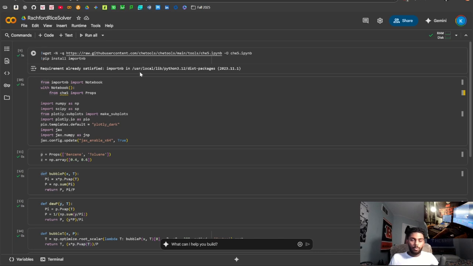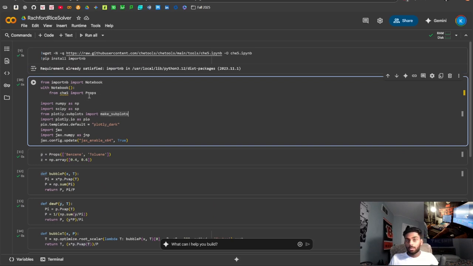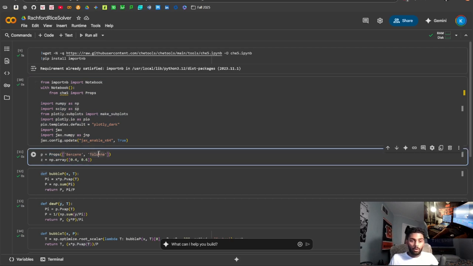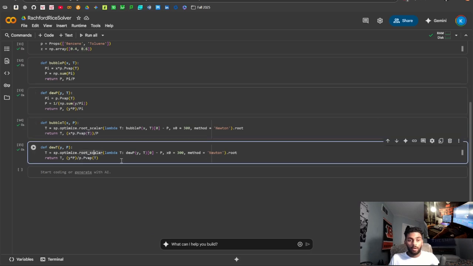So now we have a brand new Python notebook here. As you can see, I've already imported a few things that will help us solve this problem. First, a list of libraries that'll be helpful to us, as well as importing this props library that will give us the properties for our system. So we remember we have a binary mixture of benzene and toluene. It's in a 40 to 60 ratio. And we also have some functions that I had written out in an earlier video that we can use to give us our bubble temperature, dew temperature.